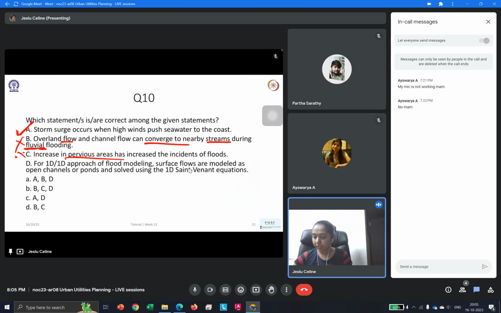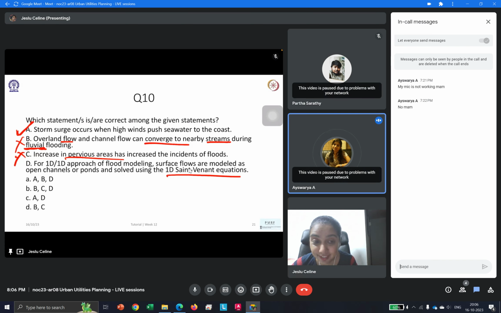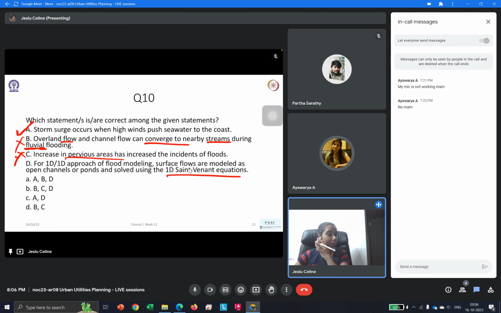So D, for 1D approach of flood modeling, surface flows are modeled as open channels or ponds and solved using 1D Saint Venant equations. Is that correct? Aishwarya says it's not correct. So what is it modeled as if it's not true? Oh, you said it's true. Okay, sorry. Yeah, so it is a correct answer. It is the 1D Saint Venant equation that we're using. So here the correct answer is A and D. So option C is the answer.